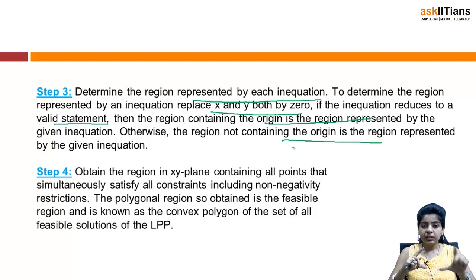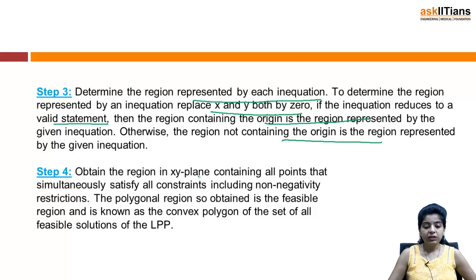Right? In this way you will be able to draw the graphs of the inequations that we have converted into equations. Then to determine the region, what you are supposed to do is that in an inequation you just replace both x and y by zeros, and if it reduces to a valid statement, then the region containing the origin would be the required region, else the region not containing the origin would be the required region. So once I discuss the examples, I will explain it to you again.